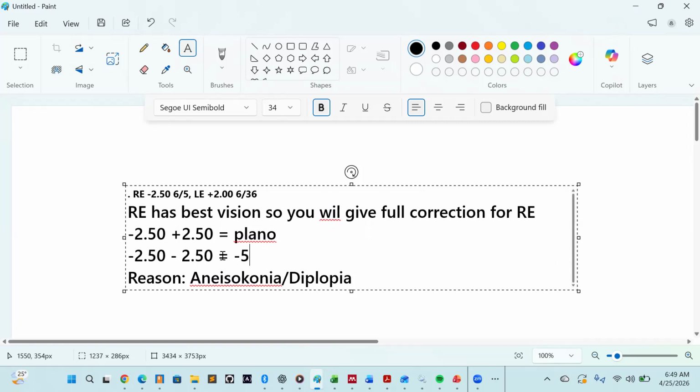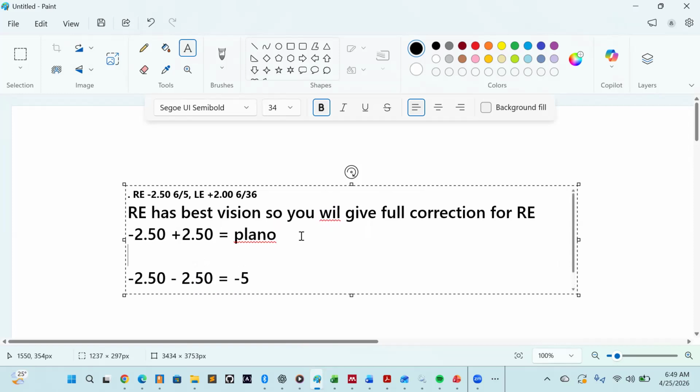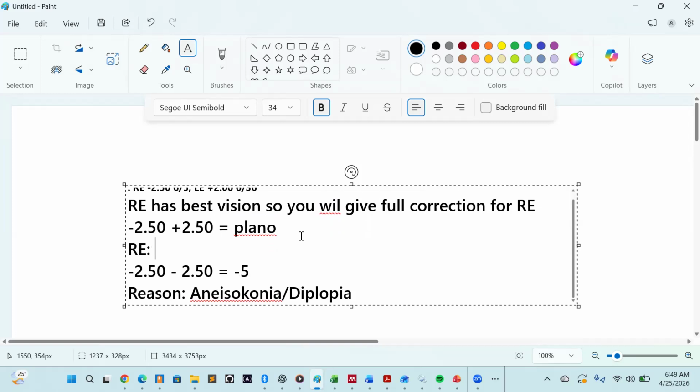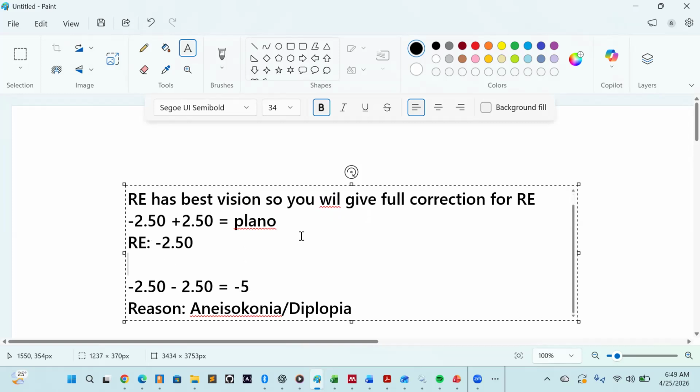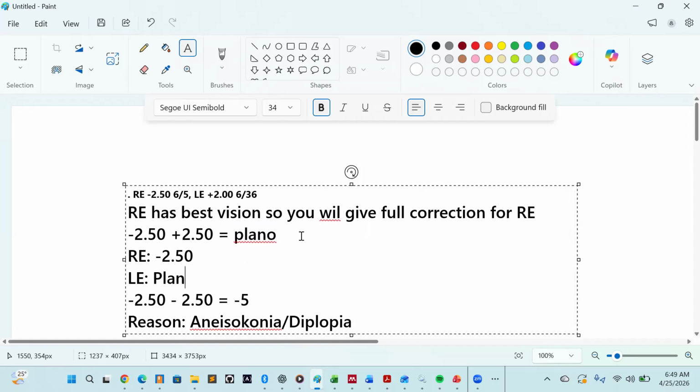Which one is closer to the other eye? You can see plano is closer. Minus 5 is still far away, so plano is better for this one. So for that patient, the full prescription eventually is right eye minus 250 and left eye plano. Does that make sense? I just pick the eye with good vision, and plus or minus 250, because the difference should not be more than 250. You now pick which of these two is closer to the left eye prescription, and you see that plano is actually closer.